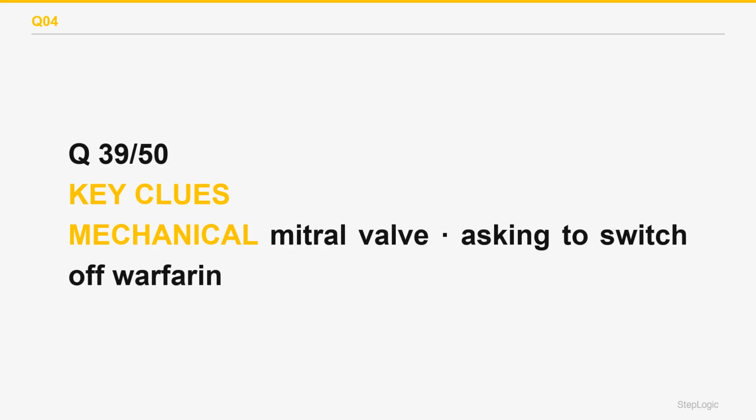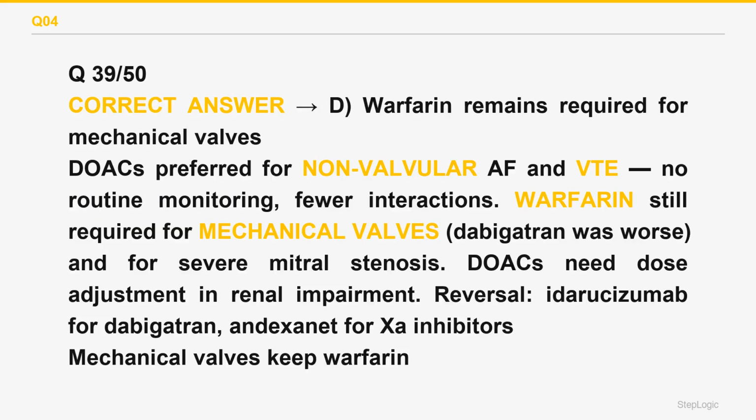Direct oral anticoagulants are preferred over warfarin for most indications: non-valvular atrial fibrillation, venous thromboembolism, because they need no routine monitoring and have fewer interactions. But in patients with mechanical heart valves, warfarin remains required. Trials of dabigatran in this population showed more thromboembolic and bleeding events, and the trial was stopped early. Choice B names precisely the drug that was tested and failed, making it the most instructive wrong answer. The correct answer is D.